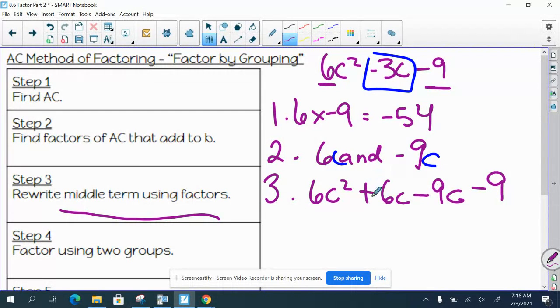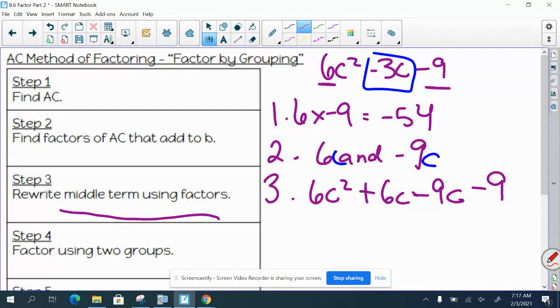It doesn't matter the order that you put them in. It might be helpful to write the ones that have similar factors, I guess. So I combined the 6's and I combined the 9's. So I wrote, but you could flip this around and say negative 9c plus 6c. All right, so then we're going to factor using two groups.